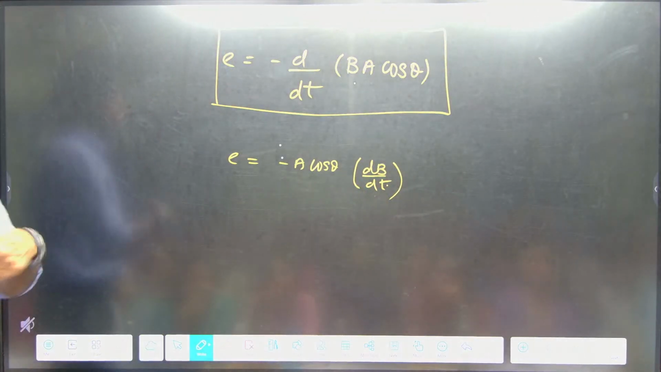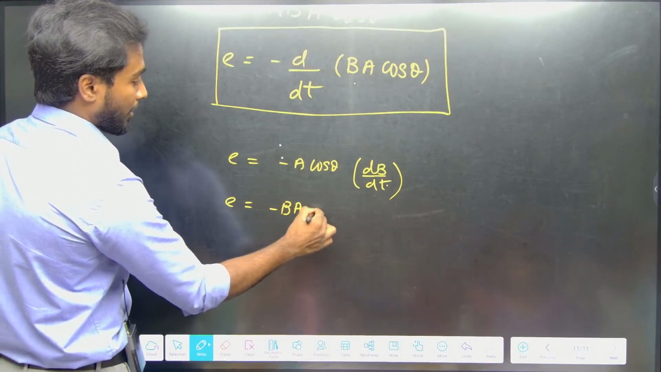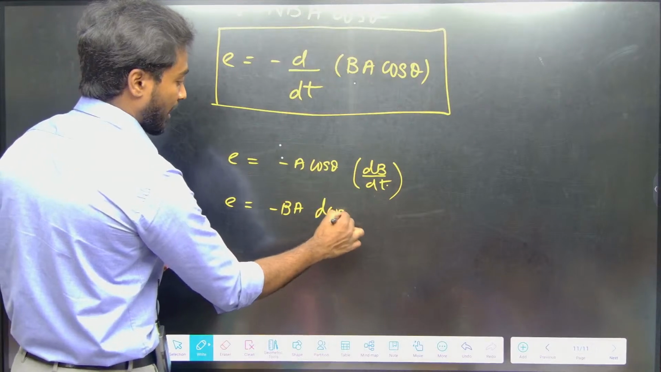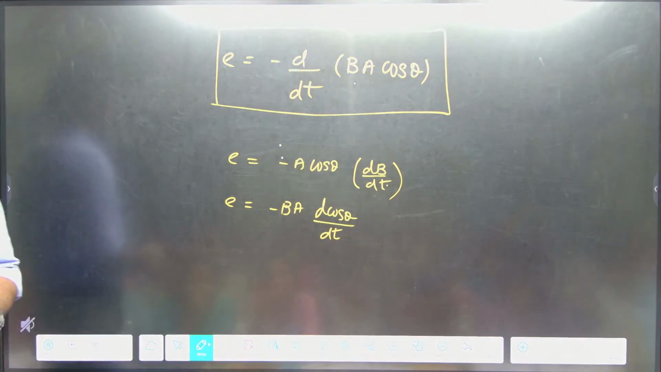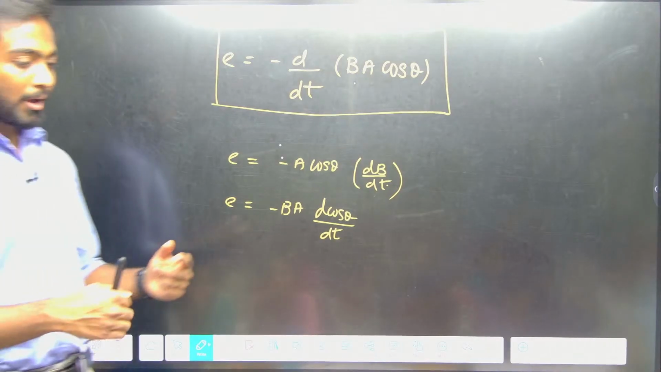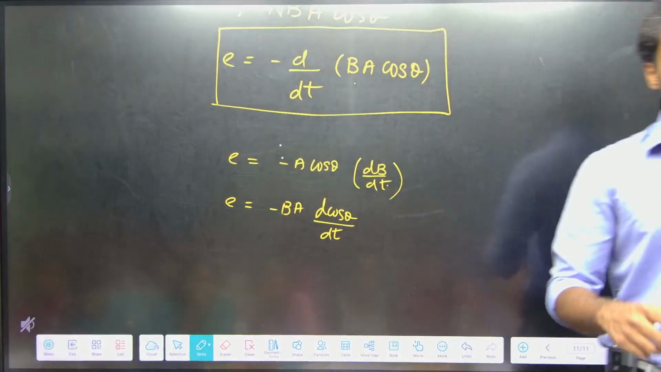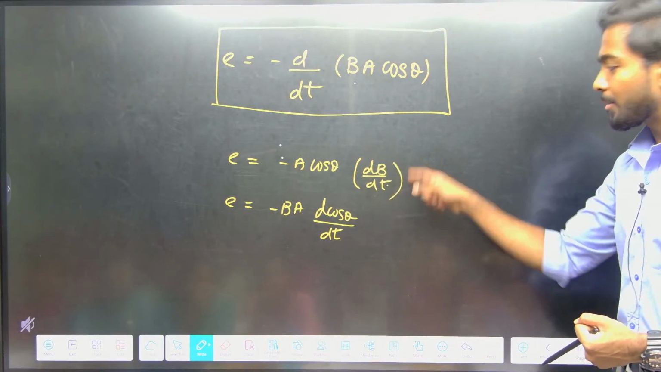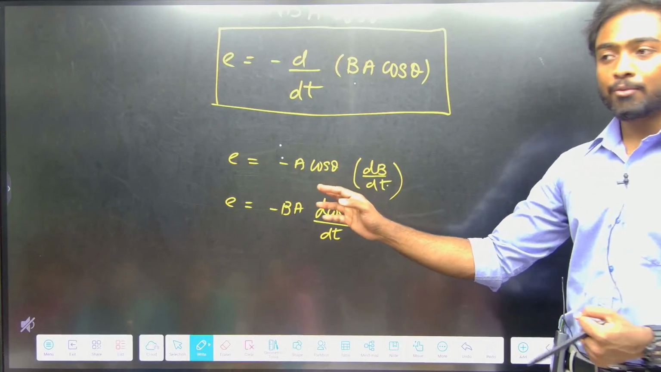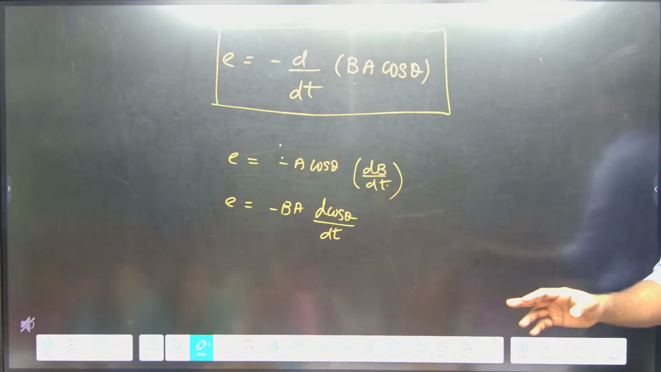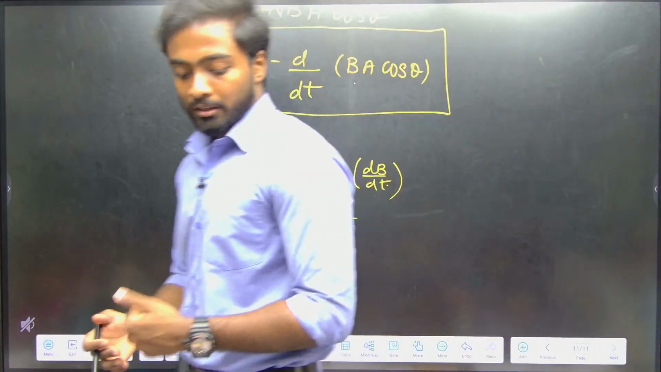If suppose the angle changes, E is equal to minus BA into d cos theta by dt, or d theta by dt. Okay. So according to whatever the situation or question they are giving, if the magnetic field changes, only take dB by dt. The remaining things are constant, take them outside. If theta is changing, only take d theta by dt. The remaining things are constant. Keep them as they are. Take it down.